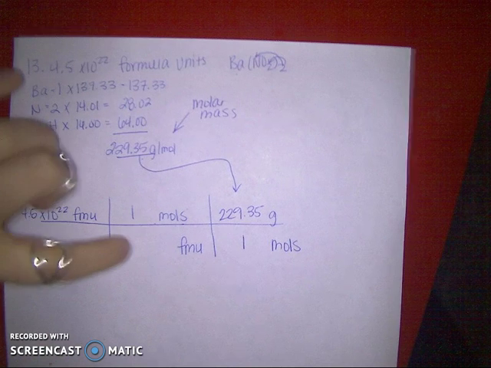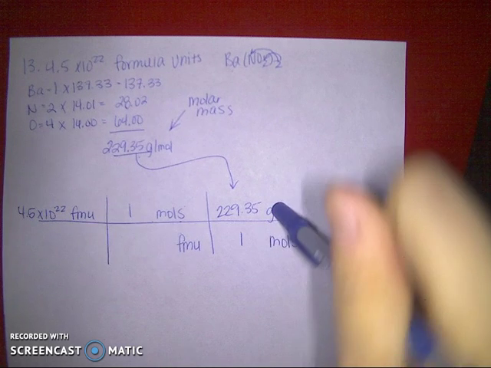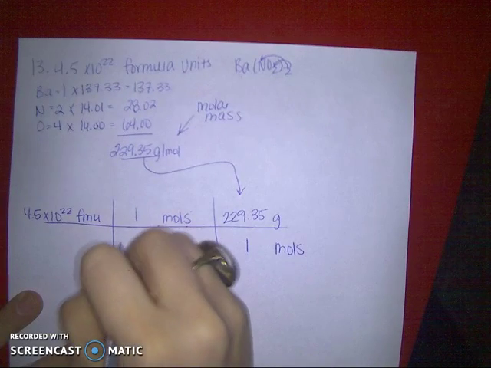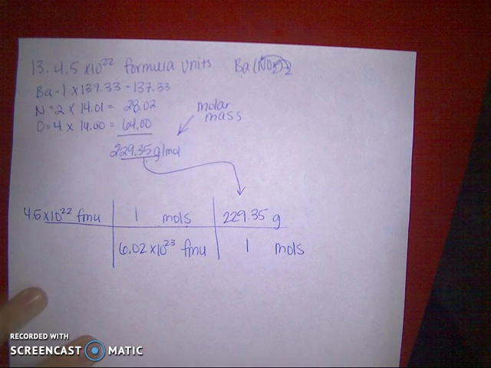And then we have one other number that always goes with any type of representative particle. The representative particles are if you have an actual particle, or formula units, or ions, or molecules, or atoms. Anytime you don't see a G, you're going to put this number. So the number is Avogadro's number, which is 6.02 times 10 to the 23rd.